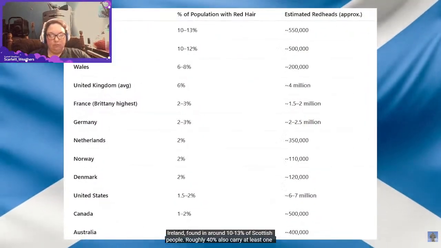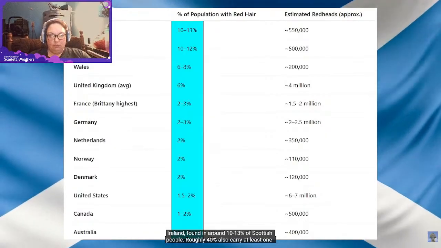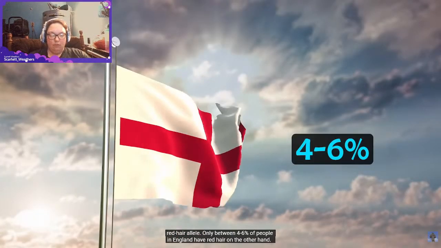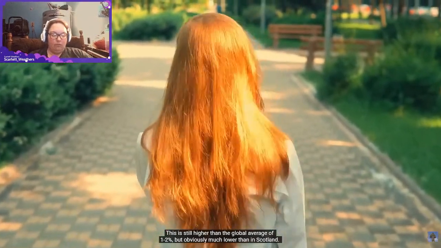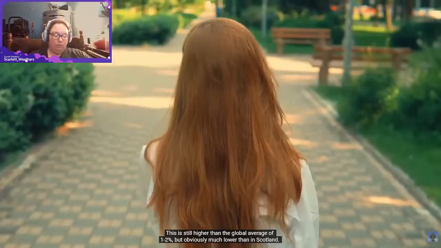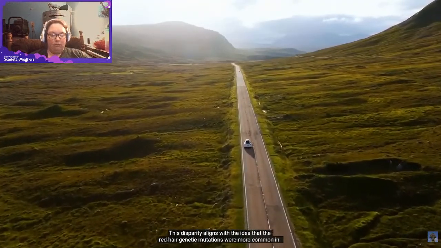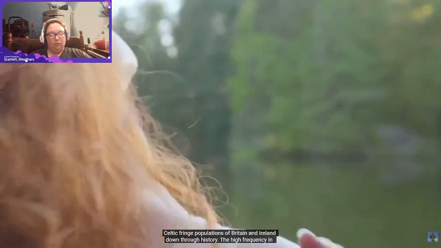In Scotland, around 10 to 13% of people have red hair, and roughly 40% also carry at least one red hair allele. More than 6% of people in England have red hair on the other hand. This is still higher than the global average of 1 to 2%, but obviously much lower than Scotland. This disparity aligns with the idea that the red hair genetic mutations were more common in Celtic fringe populations of Britain and Ireland down through history.